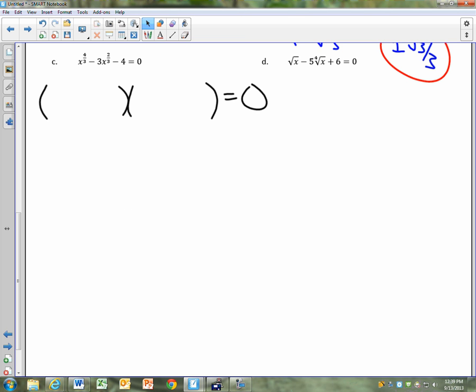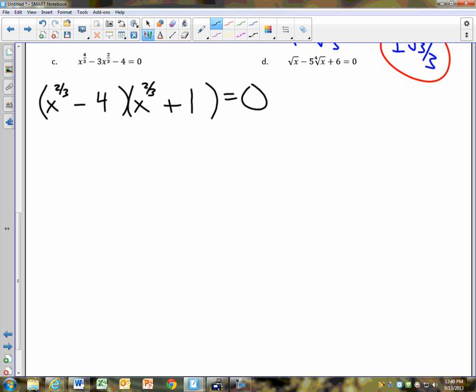So what times what is x to the 4/3? X to the 2/3. X to the 2/3 times x to the 2/3 makes x to the 4/3 because we add the exponents. What two numbers multiply to -4 but add to -3? -4 and +1. Actually, x to the 2/3 minus 4 does factor, but we don't need to worry about factoring it. Let's just go about solving it like we did the other ones.